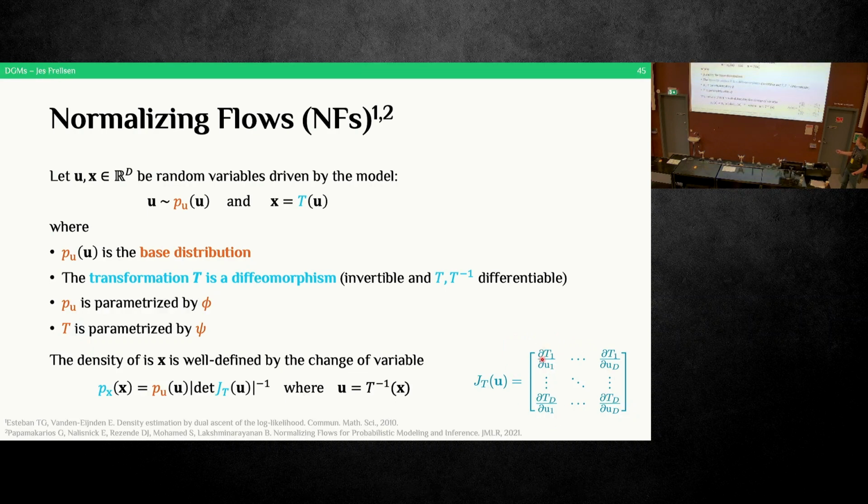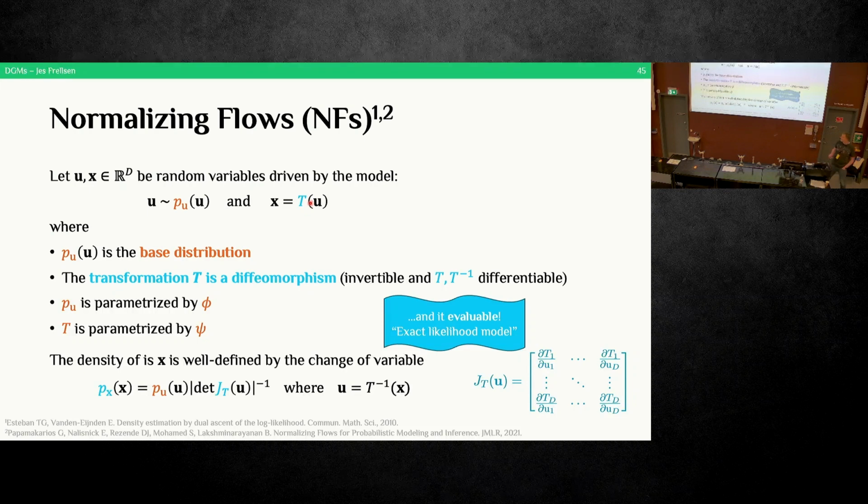So in the first row, we have the partial derivatives of the first output of the transformation with respect to all the different inputs. Then in the next row, we have the second output, up until we have the dth output. So remember that this transformation goes from R^D to R^D because it's a bijection. So you input a vector into the transformation, and the value of the transformation is also a vector.